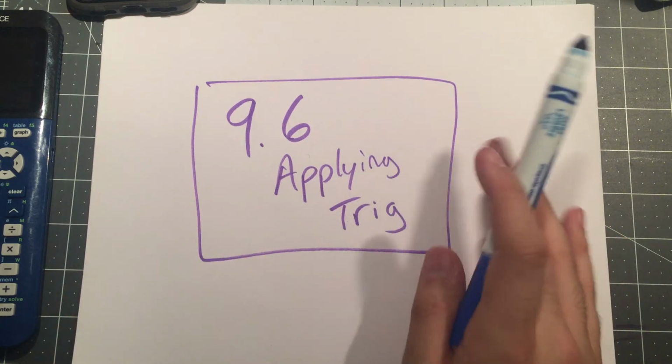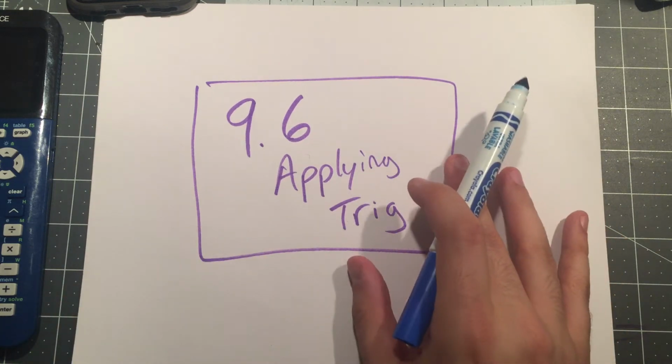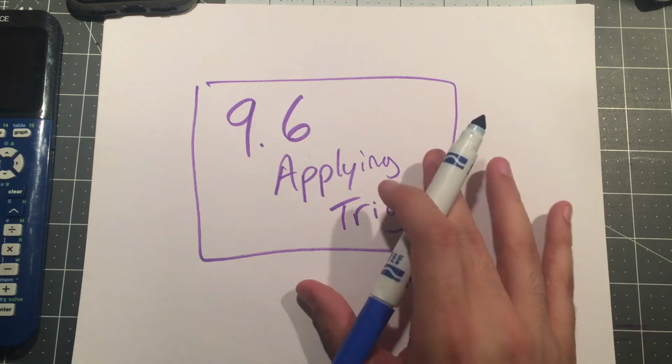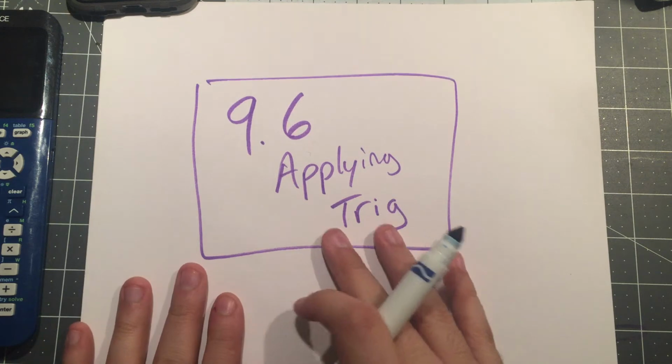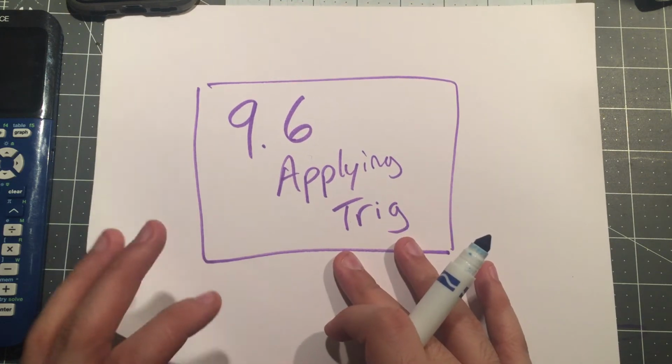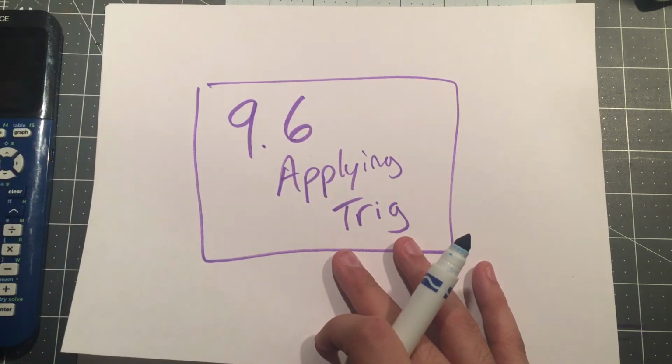I'm coming to you from the studio where we're going to be talking about 9.6. This is a great section to start off these online notes because it ties into what we have been doing very nicely. In 9.6, we are applying trig. Let's do a very simple 9.5 refresher.